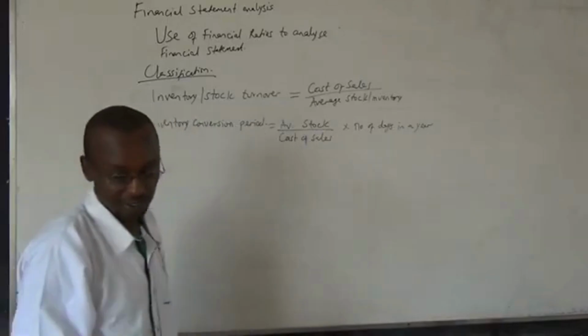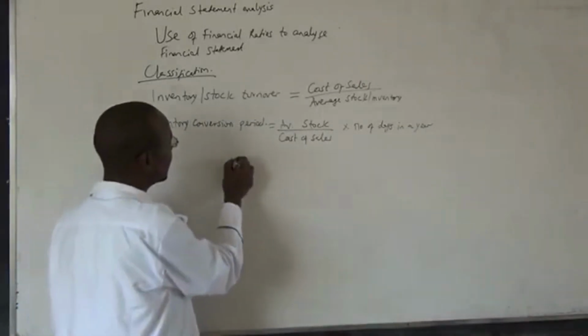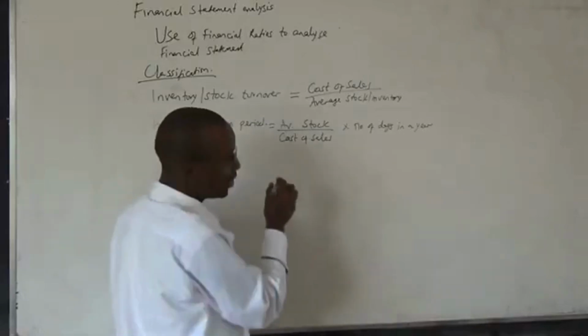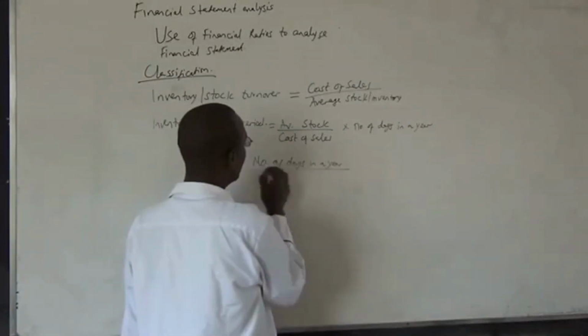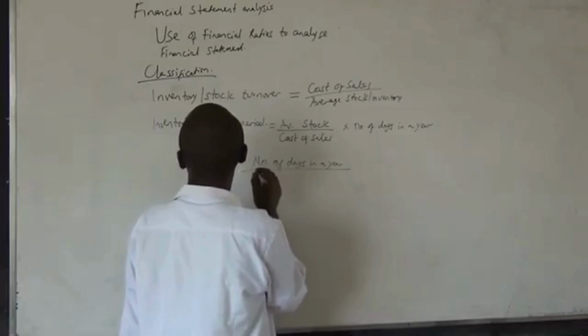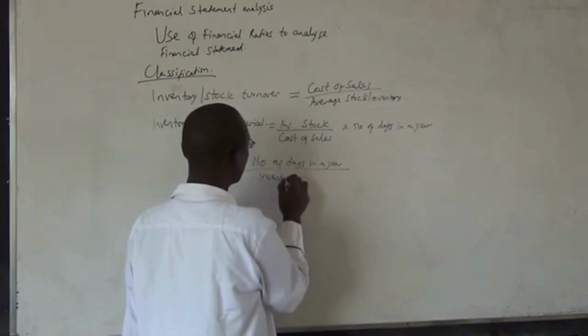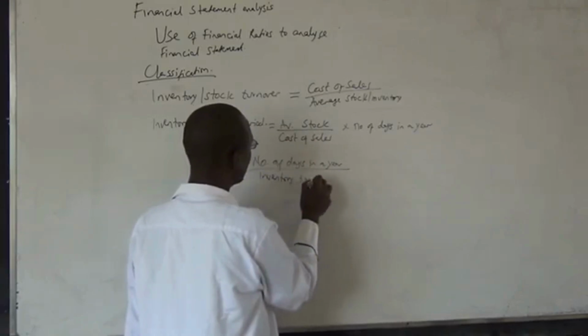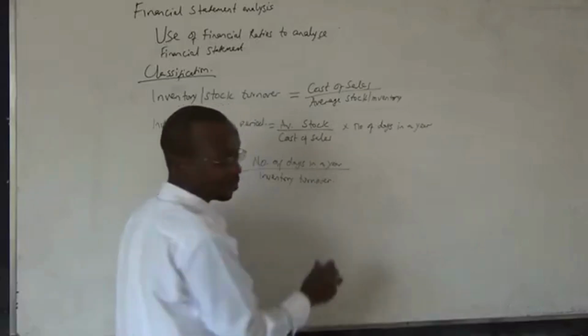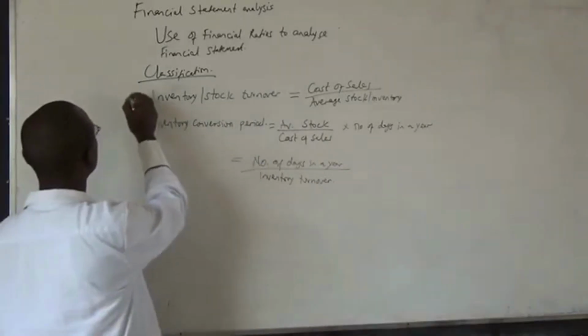Then it is the same as the number of days in a year over inventory turnover. Pamoja. So this was 6.